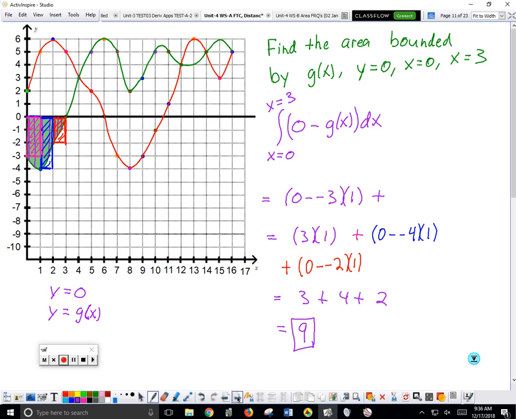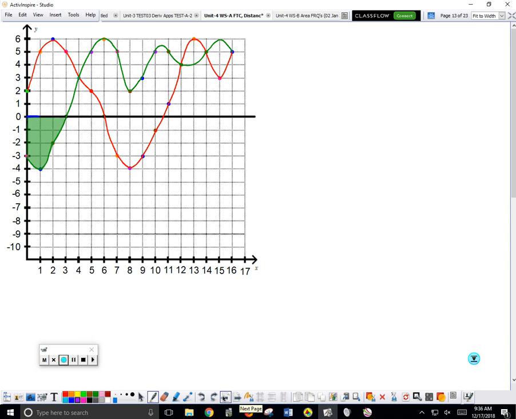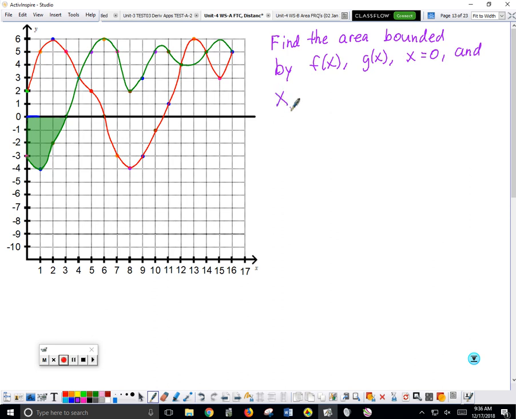So flip the page over and write this on your paper. Write, find the area bounded by f of x, g of x, x equals 0, and x equals 12. Well, let's just go to, we better go to 12. Got to make a point here. Okay.